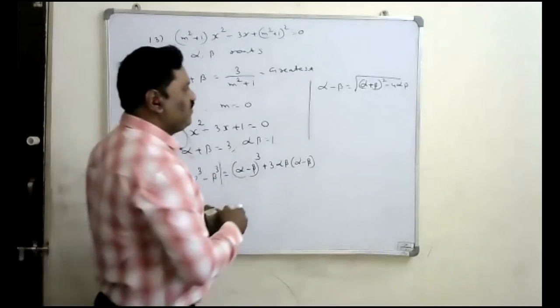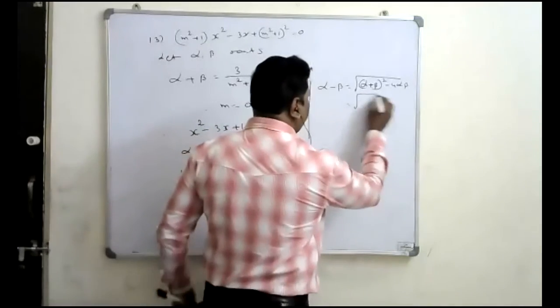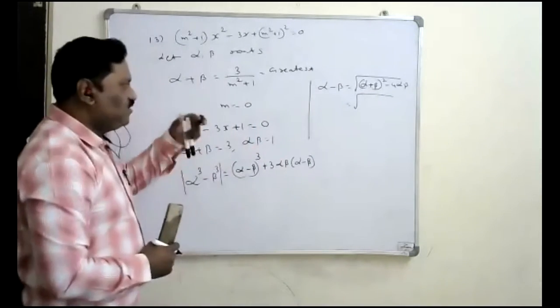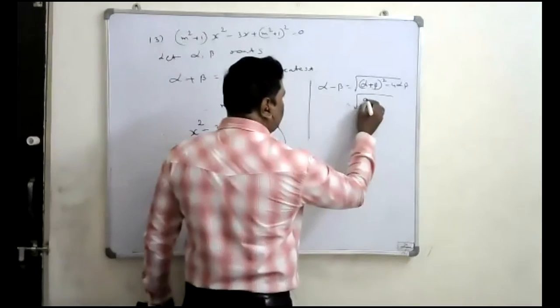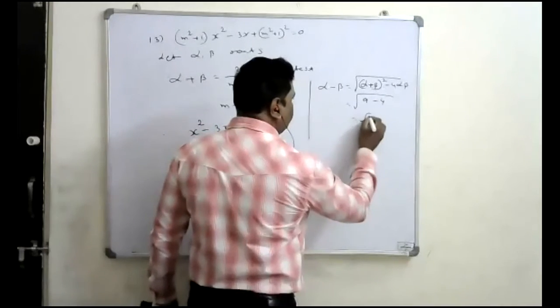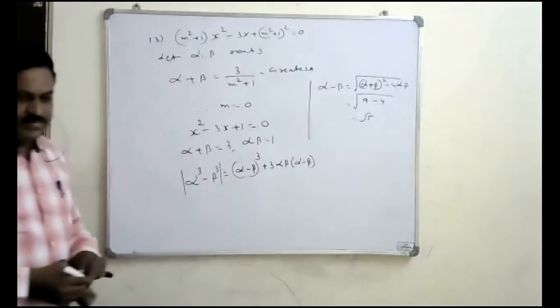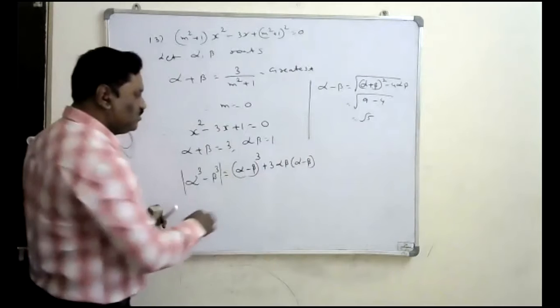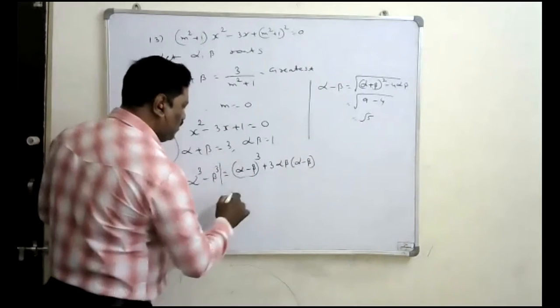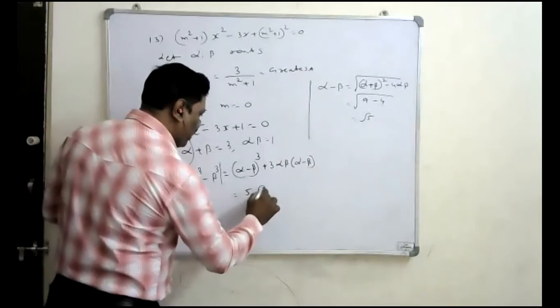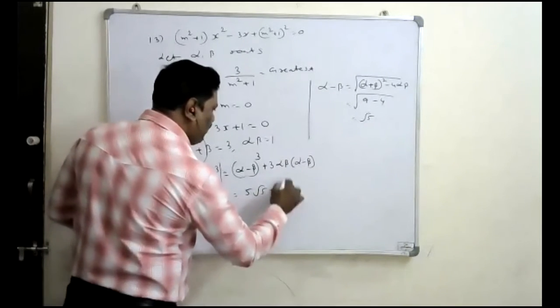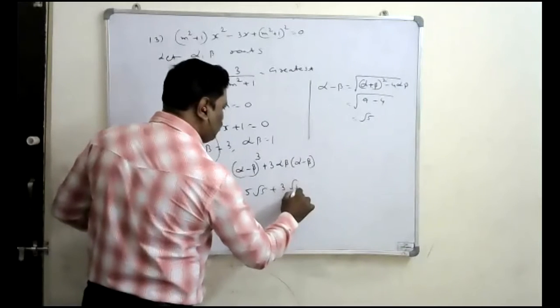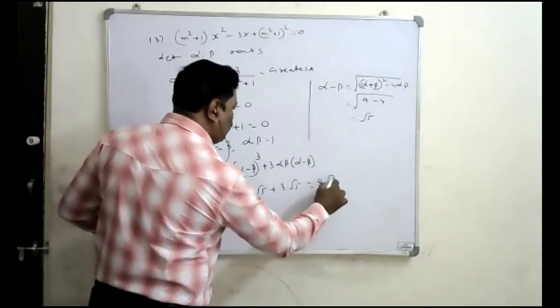So first we'll calculate this value. Where alpha plus beta is 3, square means 9, minus 4, that is root 5. That is the alpha minus beta value. We will substitute that here. So root 5 whole cube means 5 root 5, plus 3 into alpha beta is 1, alpha minus beta is root 5. So therefore the answer is 8 root 5.